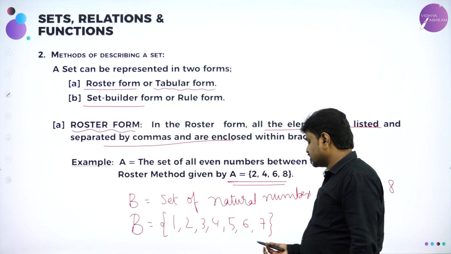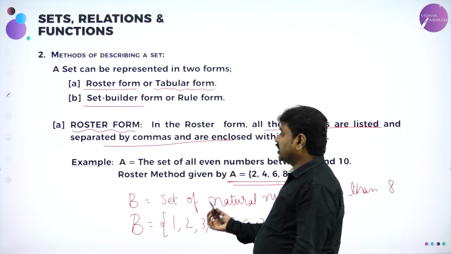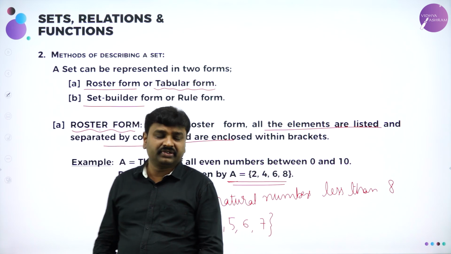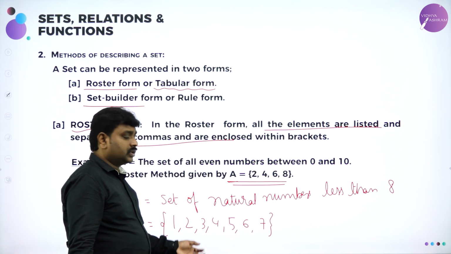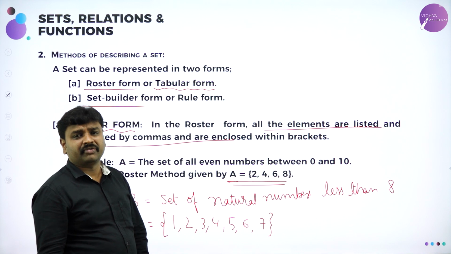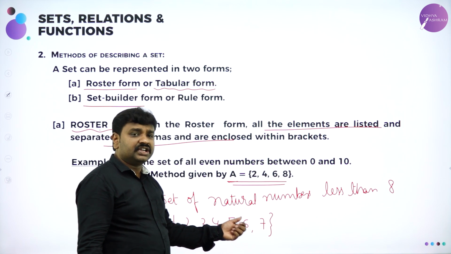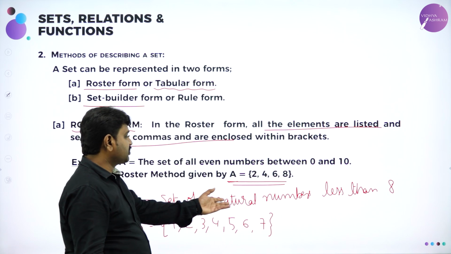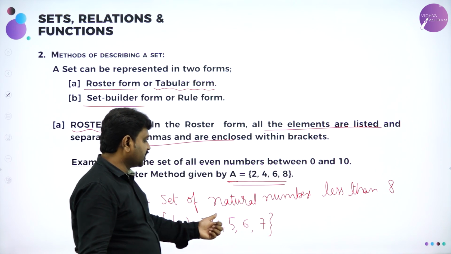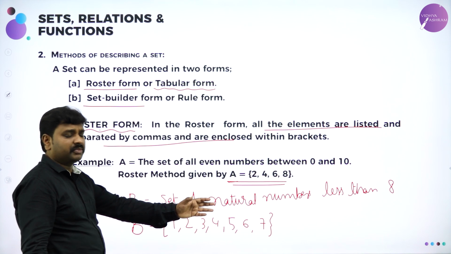So what does this represent? This represents a set of elements, and the set of elements I wrote here, they are in what form? Roster form or tabular form. What is meant by roster form or tabular form? We have to write the elements in curly brackets, separating each element using a comma. What are the natural numbers less than 8? 1, 2, 3, 4, 5, 6, 7. Till 7 means less than 8.